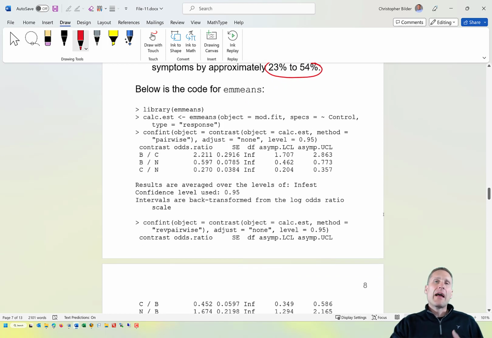Okay. How can we do this now in emmeans? What we can do is, first of all, use the emmeans function, what we've done before. I put in my model fit. And then for specs, I only put in control. I do not put infest. The reason is because we're only interested in control here. Infest has no effect on that corresponding odds ratio because we don't have the interaction in there. Then I need to say type equal response.